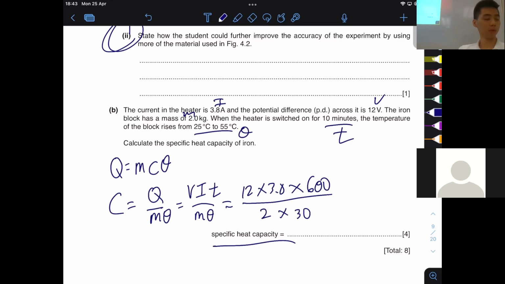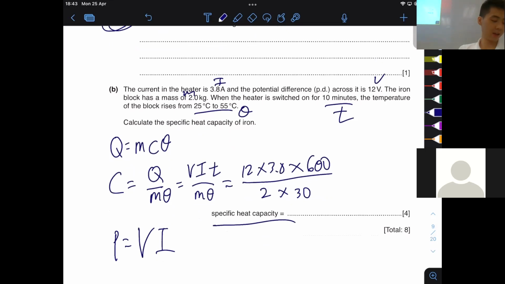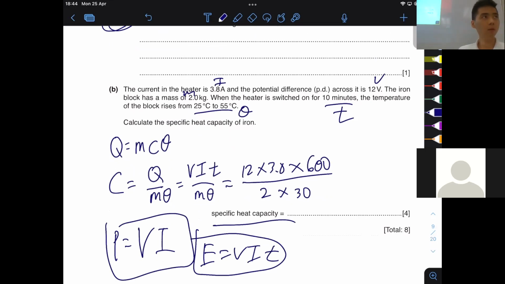Q is energy. P is equal to VI. Energy is equal to VIt. 600 from time, change into seconds, right? What about the 30? How do I get a 30? Yeah, and press everything in the calculator. You get somewhere around 450.